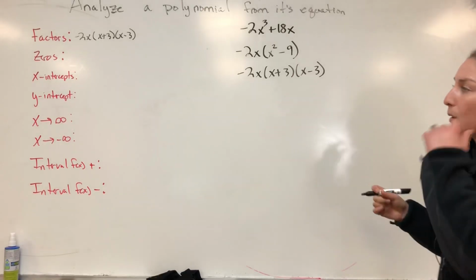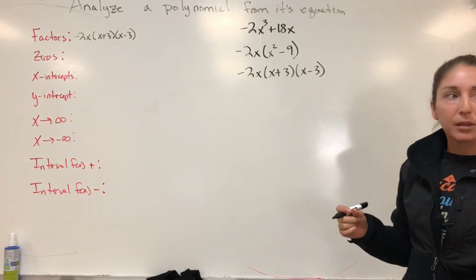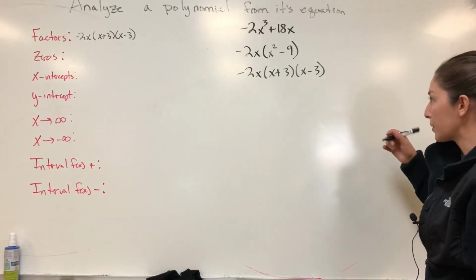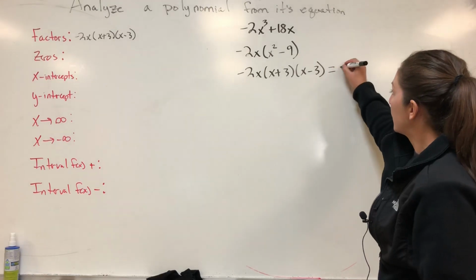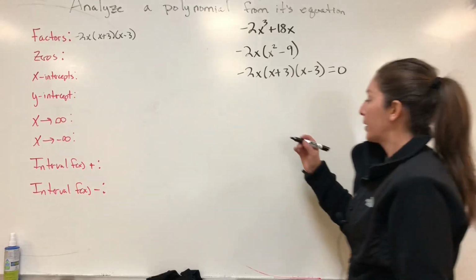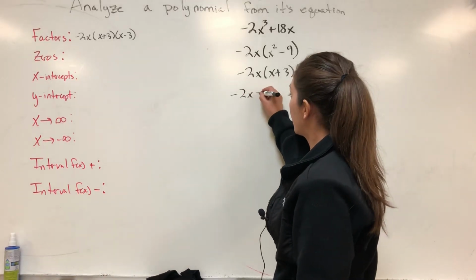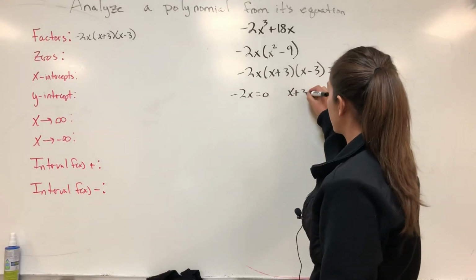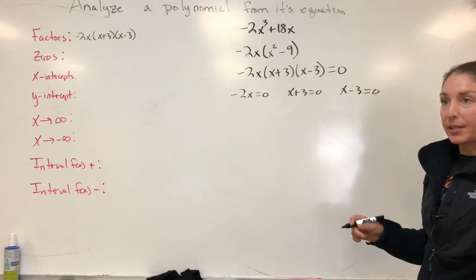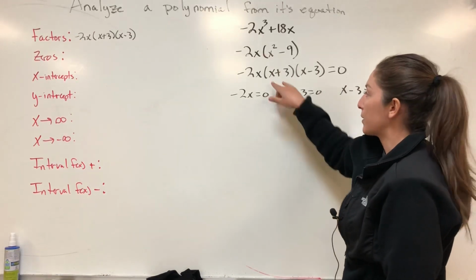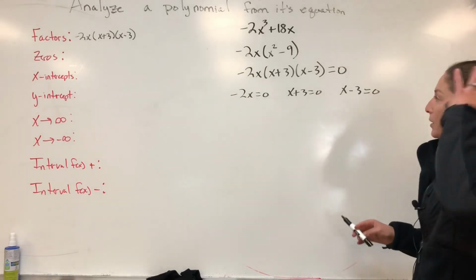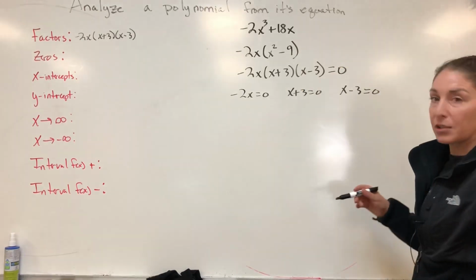Next is, where are my zeros? The zeros are what I could plug into x to make this whole thing equal 0. So I set it equal to 0 and ask what x has to equal. If that guy is 0, if this guy is 0, and if this guy is 0, then the whole thing will be 0, because 0 times anything is 0. So it suffices to set all of your factors equal to 0 and solve.